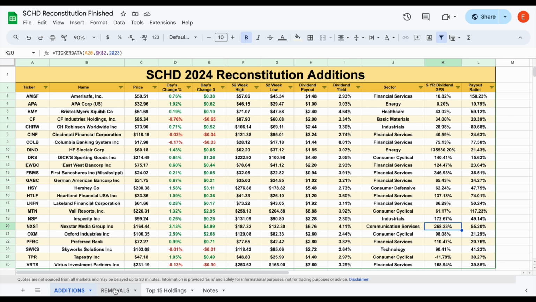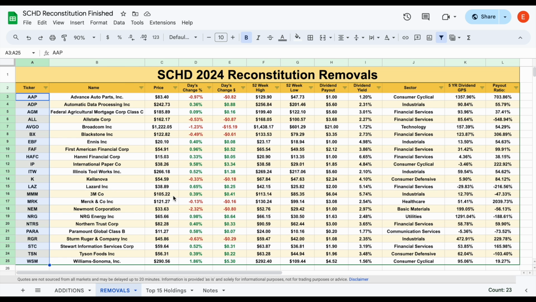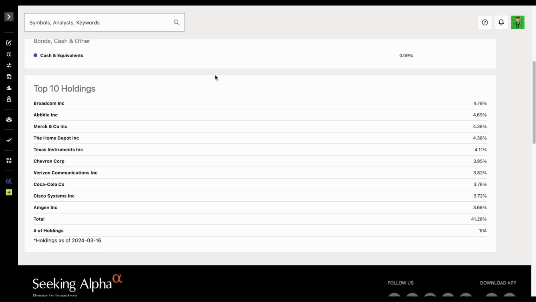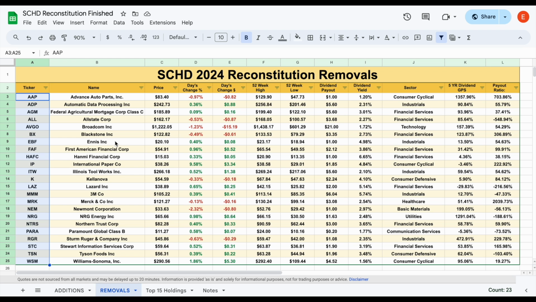Let's go ahead and jump over and look at some of the key removals, and this is where things start to get interesting. Now, if we jump back over to Seeking Alpha and click on holdings, we can see what the old holdings for the company was. And the top holding for SCHD before this reconstitution was Broadcom, and it made up around 4.79% of the entire fund. But this was actually a holding that was recently removed in their reconstitution.